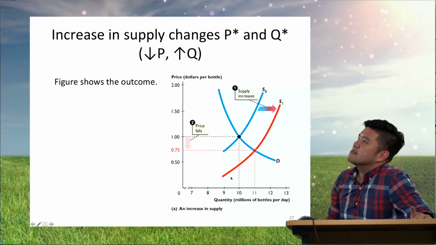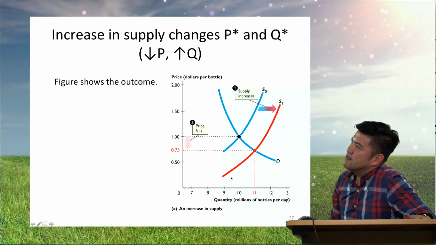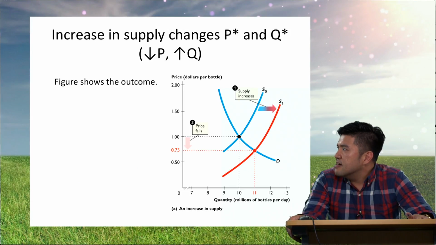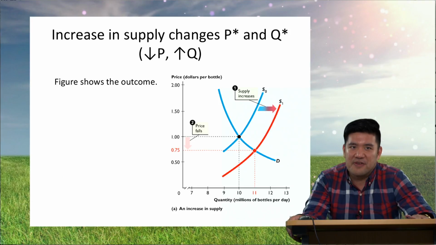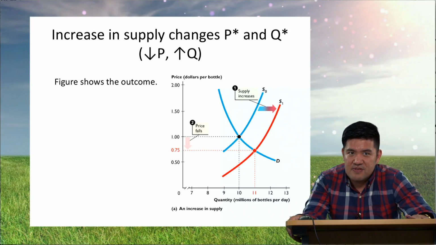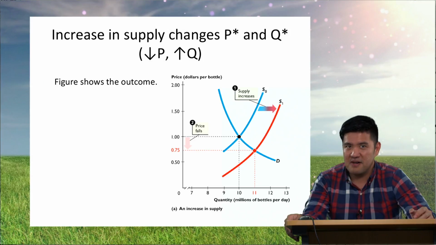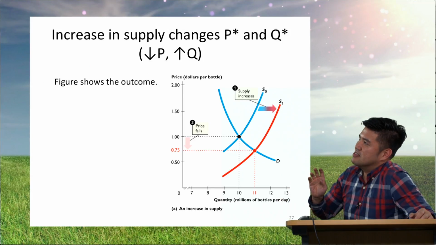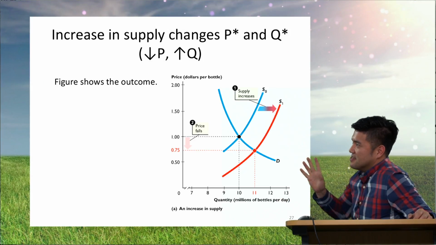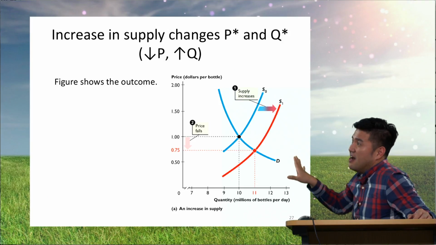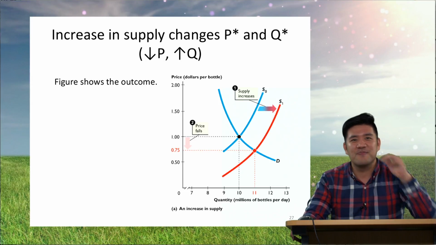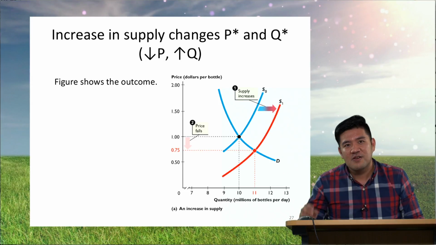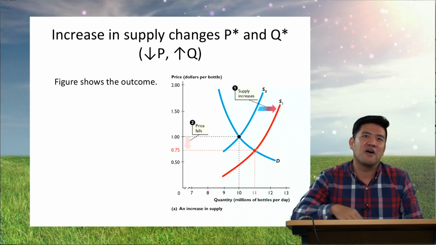Let me try to put this in perspective. Suppose, guys, there are more and more suppliers coming to the market to sell bottles of water. Much more competition going on in the market. So the number of suppliers has increased, so supply will shift to the right. So we can expect market price will drop. Quantity traded will go up.